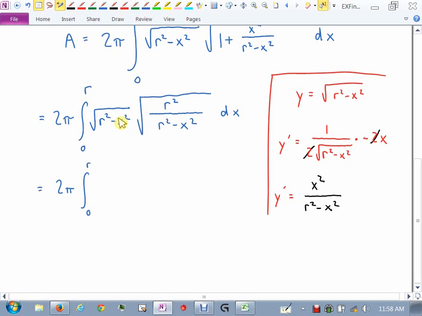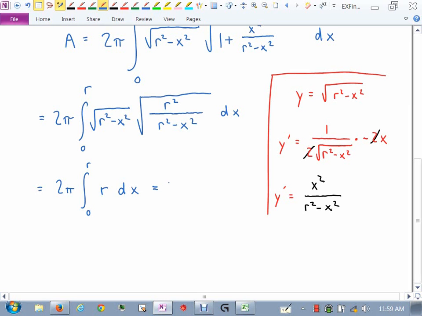Y'all see that? And since this cancels with this, the only thing left in here is what? It's just r, right? The square root of r squared. So this is just r, are you kidding me? dx. R is a constant, right? What's the antiderivative of r with respect to x? What's the antiderivative of 4 with respect to x? 4x, right? So what's the antiderivative of r with respect to x?